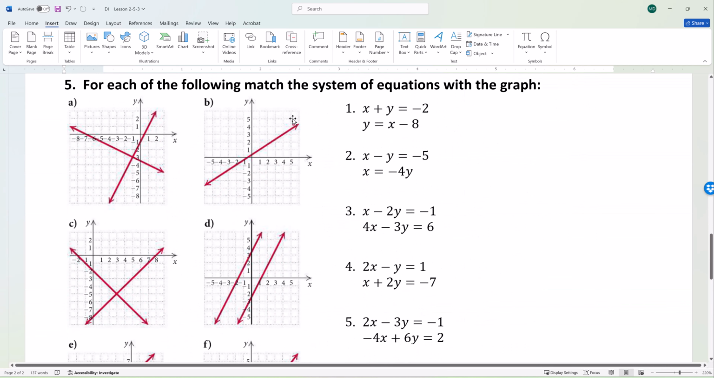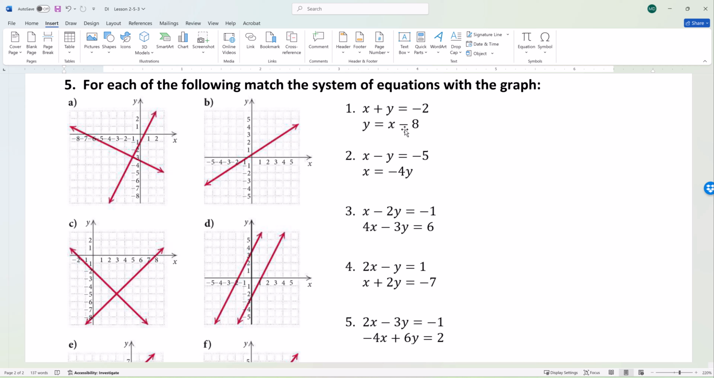Now for number 5, it says match these. Okay, so there's different ways you can do it. You can graph each one. That's fine. You can find the solution to one of them. And if you find the solution, then you can compare it. Whichever way you feel is better or which one's easier for you, go ahead and do that.